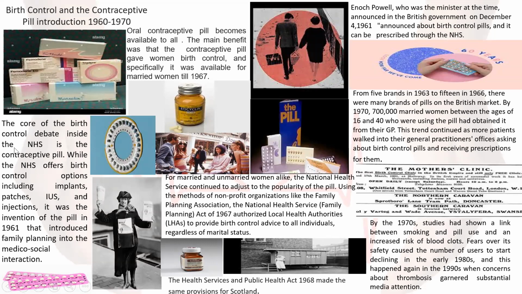Then the core of the birth control debate inside the NHS is the contraceptive pill, so I've added some images related to that. For married and unmarried women, the National Health Service continued to adjust to the popularity of the pill, something like that I have written, and related to that you can see the image. Enoch Powell, who was the minister at the time, announced in the British government in December about the birth control pill, so again the images.